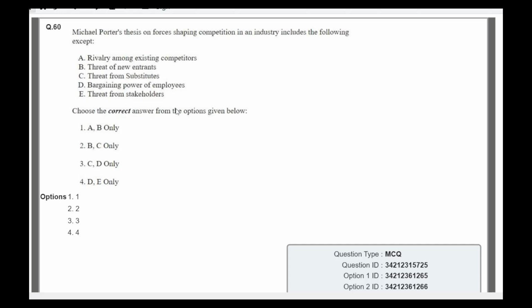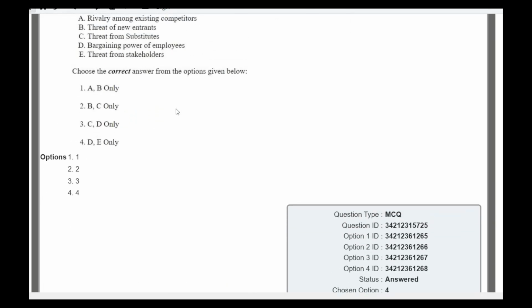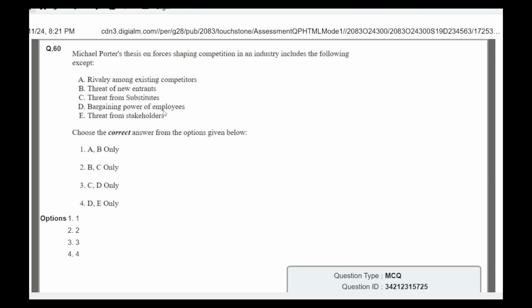Use your logical brain. Many questions can be answered only by applying some logic. It's not important that you have read everything. So use your brain, because every question will not be asked from what you have read. So be prepared for questions like this. I have never heard about this Michael Porter, but still the question was very doable, and I did this question right. So you can also do these things. So the answer was the fourth one, D and E, which is bargaining power of employee and threat from stakeholder.